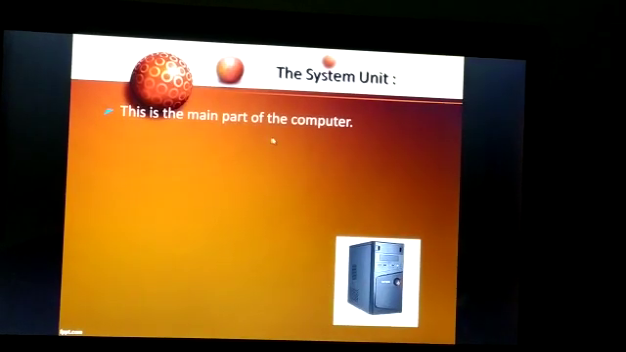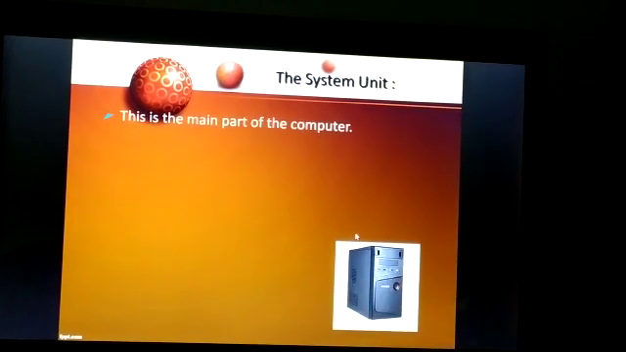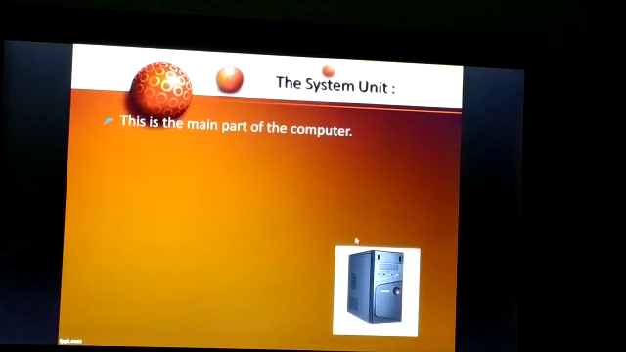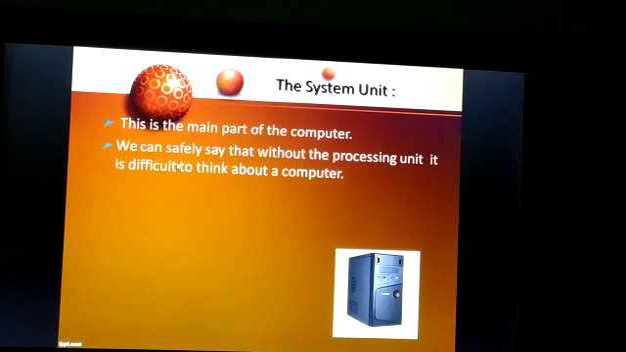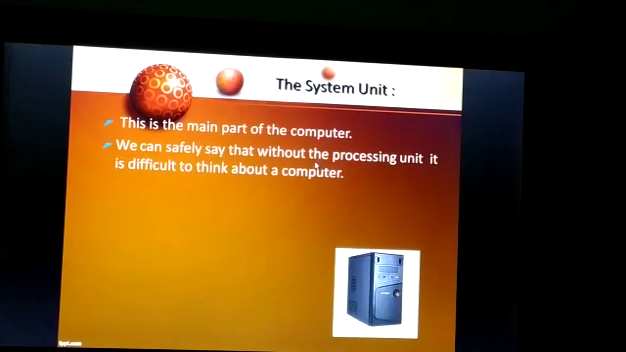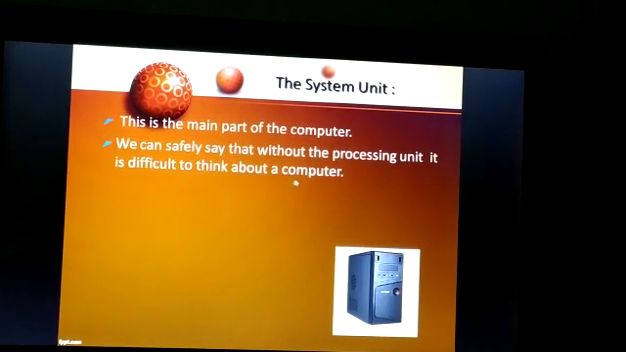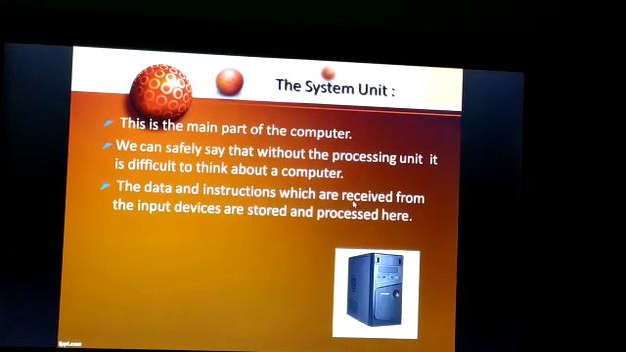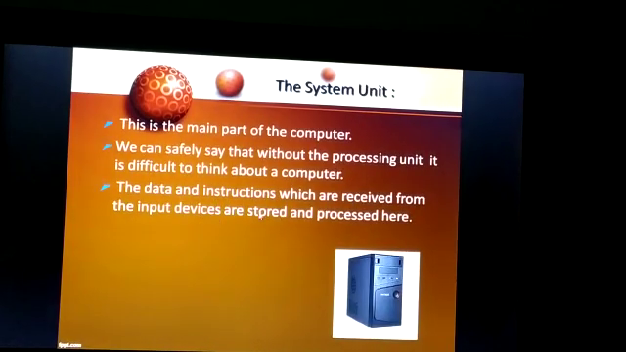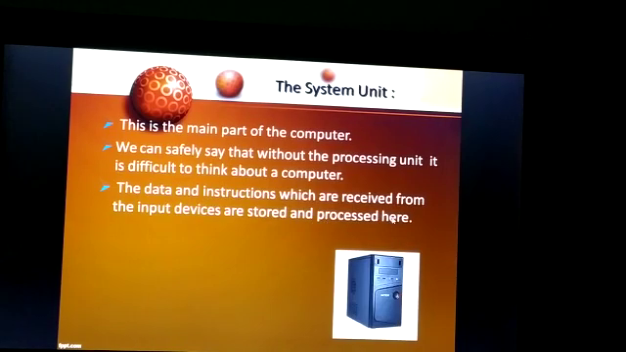This is the main part of the computer, and the system unit is also called the CPU, and CPU stands for Central Processing Unit. We can simply say that without the processing unit, it is difficult to think about a computer. The data and instructions which are received from the input devices are stored and processed here.